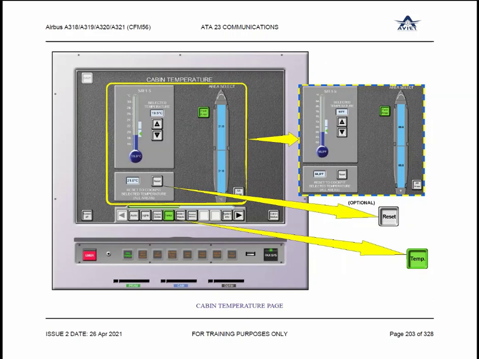And two zones are defined here, forward zone and aft zone. So zone wise, they can change the temperature, forward zone or aft zone. They can increase and decrease. They can select the temperature they want, or they can reset the temperature. When they press the reset button, the temperature will be set equal to the cockpit setting. Whatever the cockpit has set, accordingly they'll get the temperature. Right, sir?